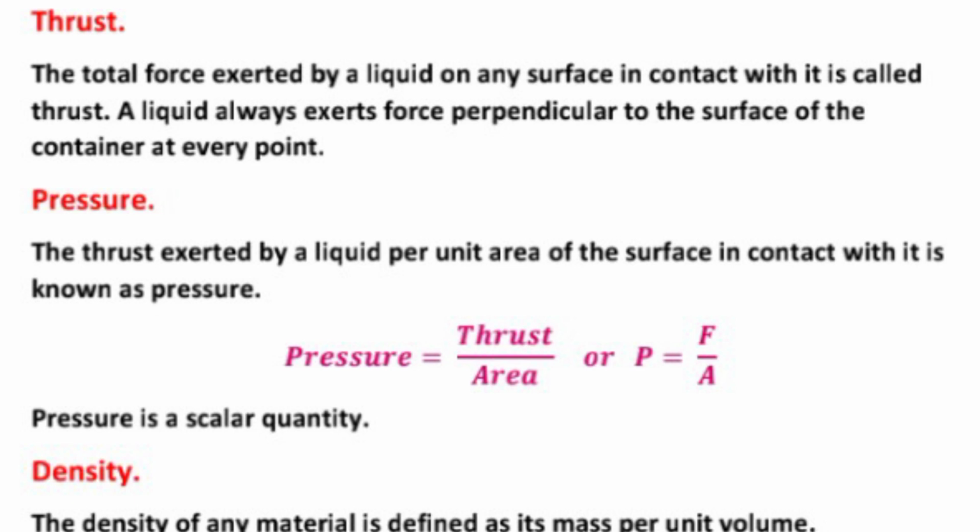Thrust. What is thrust? The total force exerted by a liquid on any surface in contact with it is called the thrust. A liquid always exerts force perpendicular to the surface of the container at every point. Now the pressure. What is pressure? The thrust exerted by a liquid per unit area of the surface in contact with it is known as the pressure. Pressure equals thrust upon area, or P equals F upon A.